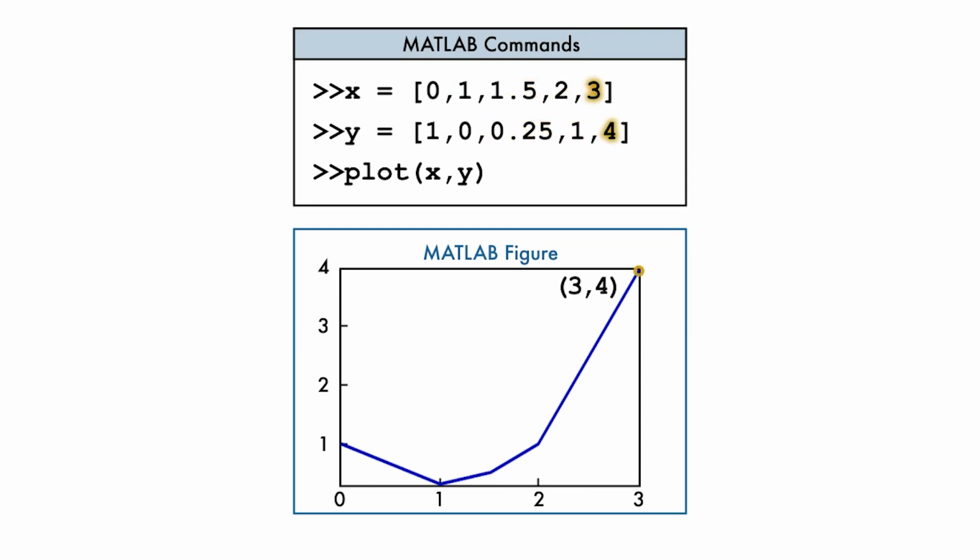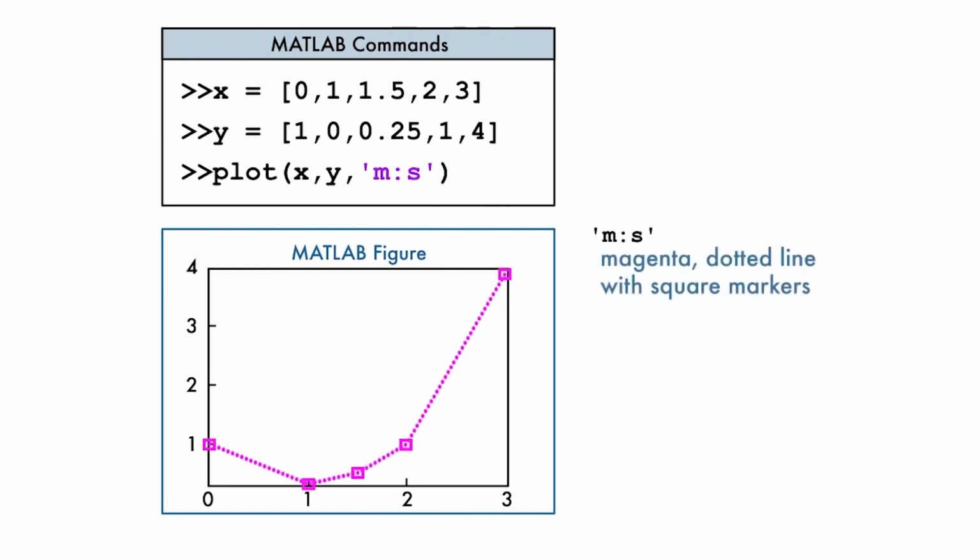We can add markers to the points by using a third input to the plot function. The third input contains characters surrounded by single quotation marks that specify the format of the graph. In this particular example, the line will be a magenta dotted line with square markers.